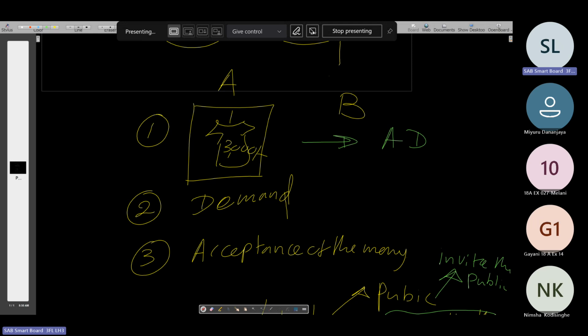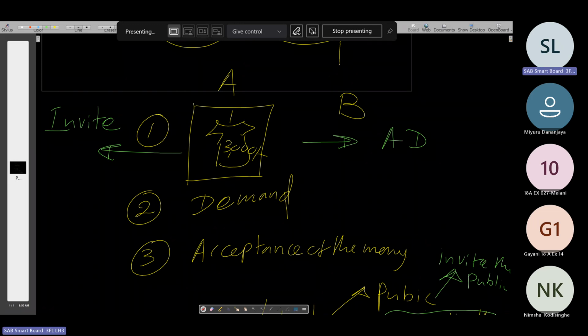To invite the public to purchase the shares. So here also, by advertisement, the company invites the public to purchase the shares. Here also, the shopkeeper invites the public to purchase these goods. Here, by way of an advertisement, a public company invites the public to purchase the shares. They publish an advertisement in a newspaper or a magazine. By that way, they invite the public to purchase the shares.